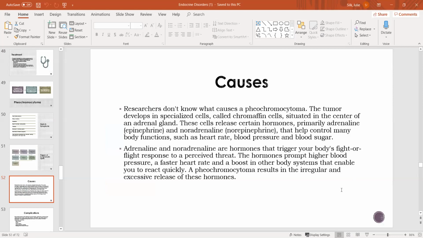Researchers don't know what causes this, but it develops in certain cells called chromaffin cells. If you looked at the adrenal gland, it's kind of like a triangle with different parts, and this tumor would be right towards the middle. Because it's right there, it affects the hormones in your adrenal glands. Our adrenal glands make adrenaline and noradrenaline, so epinephrine and norepinephrine, and those help control our fight or flight response, right? That's why you can have higher blood pressure and a faster heart rate. So it kind of makes more sense.